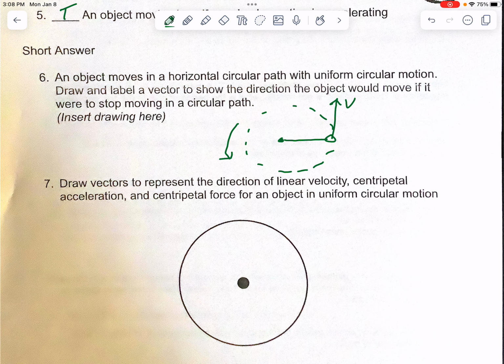And then number 7, we're just going to do a recap. We're spinning something around, so we'll say this is our object, and we're going counterclockwise. Velocity is going to be tangent to the circle, so velocity would be going this way. Your centripetal acceleration and your centripetal force are always pointing towards the center. No matter where that object is, your object could be here, A_c and F_c are going to be pointing towards the center, and your velocity is going to be tangent. Okay, so that's going to end that one, and we'll do more practice on the next one.